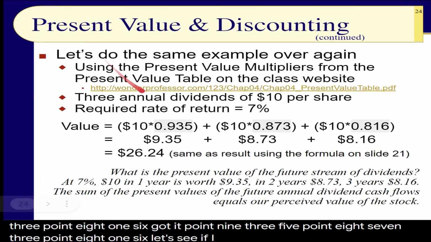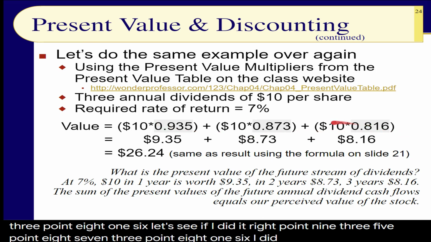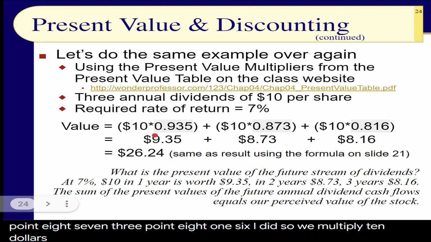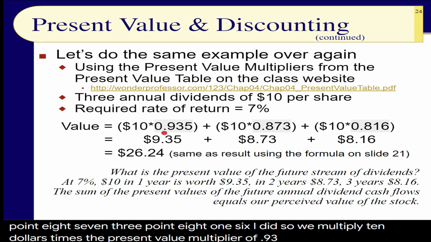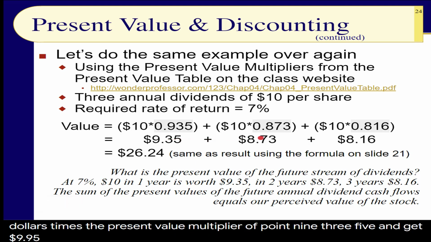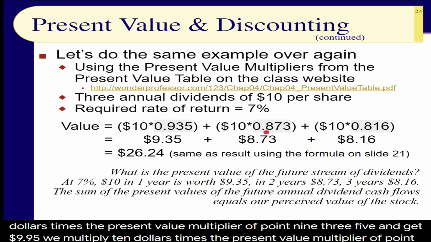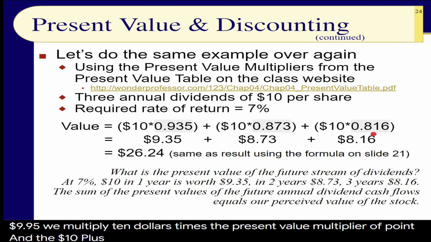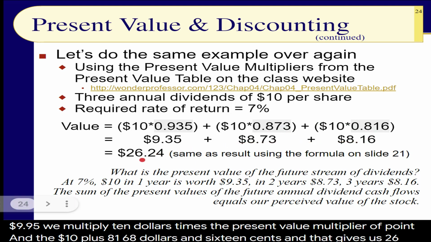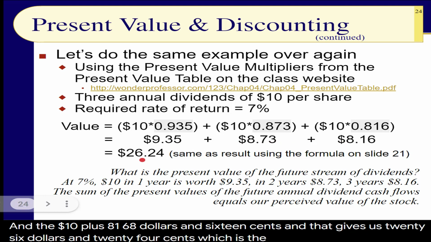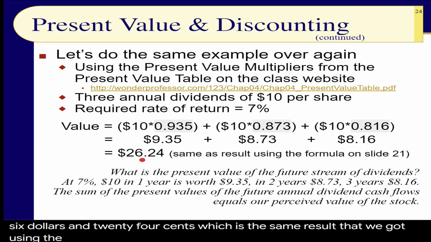Let's see if I did it right. 0.935, 0.873, 0.816. I did. So we multiply $10 times the present value multiplier of 0.935 and get $9.35. We multiply $10 times the present value multiplier of 0.873 or $8.73, and the $10 times 0.816, $8.16, and that gives us $26.24, which is the same result that we got using the exponential formula.